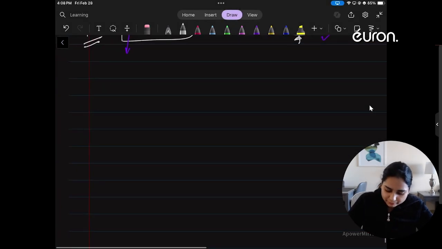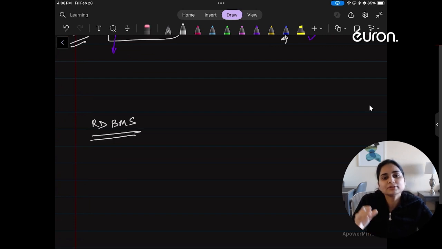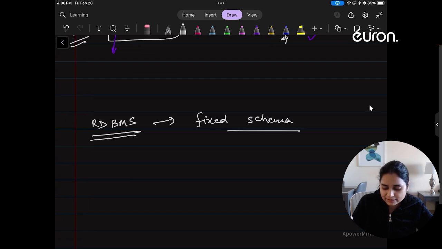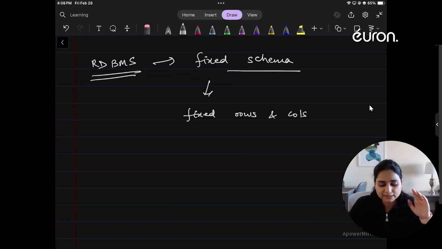Now, when you talk about RDBMS, one more thing you will have to keep in mind is that you can use RDBMS only when you have a fixed schema. What is the meaning of fixed schema? It means you have a fixed number of rows and columns. If that is fixed, in that case, we can say it is a fixed schema, and that is where RDBMS is going to be a good choice. So if you have such a form of data, then only you should go ahead and use RDBMS.